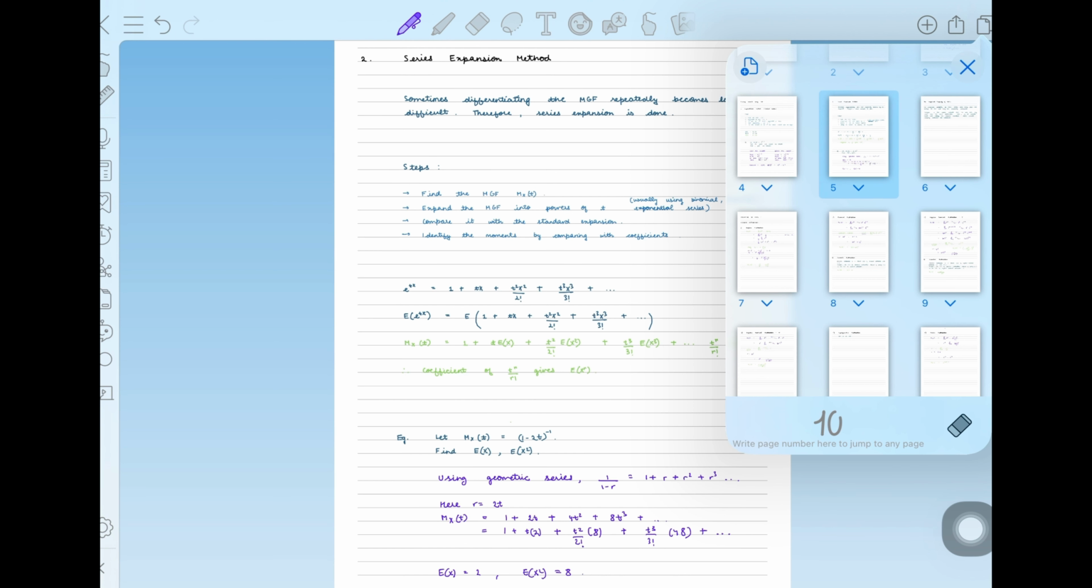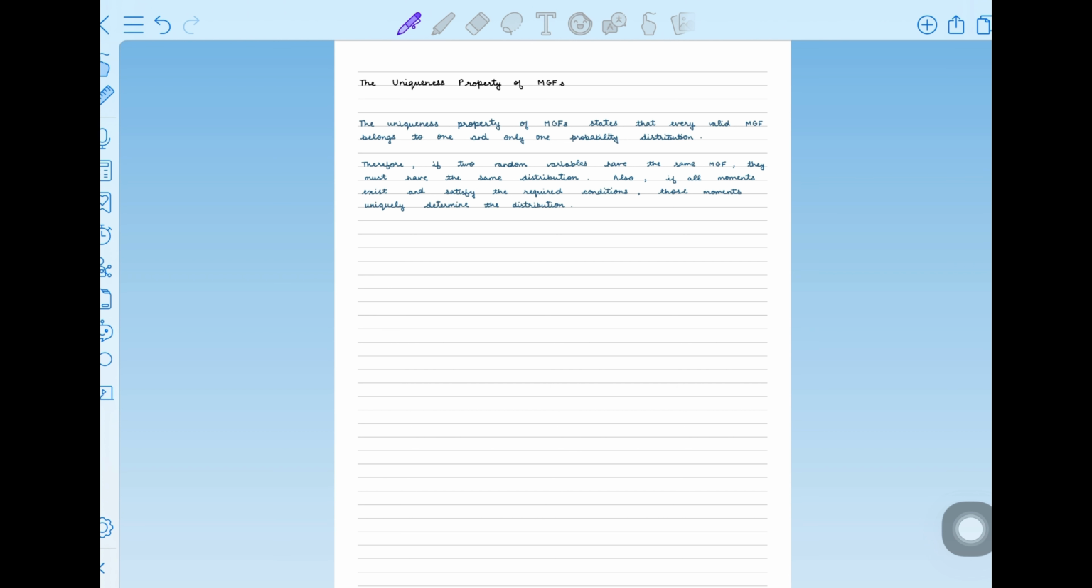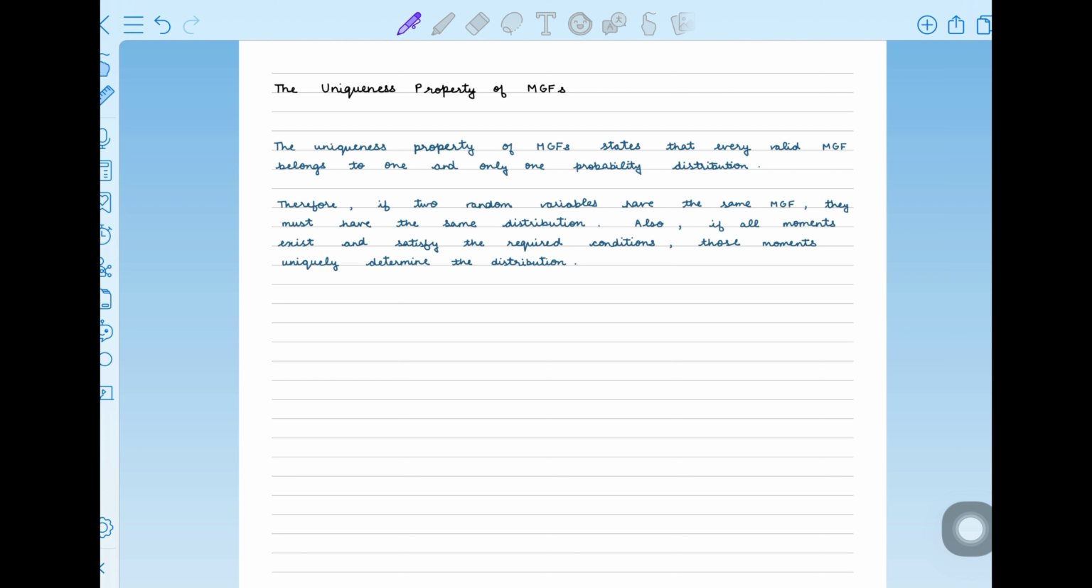Next, let's talk about the uniqueness property of MGFs. The uniqueness property states that every valid MGF corresponds to one and only one probability distribution. In other words, an MGF uniquely identifies a distribution. This means that if two random variables have exactly the same MGF, then they must have exactly the same probability distribution. So, matching MGFs imply matching distributions. The uniqueness property allows us to identify unknown distributions simply by comparing their MGFs with the standard MGFs.